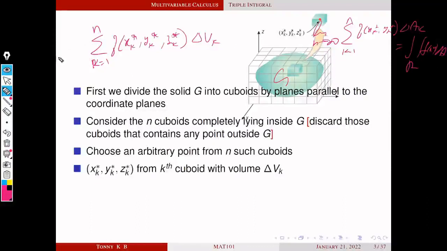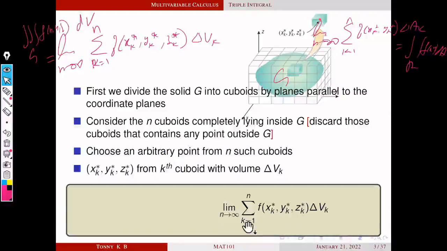So next step we consider the limit n tends to infinity. And what is the analogous representation of this limit in terms of integration? Yes, this is the triple integral over the solid G. Here we divide the solid, whereas there we divided the region R. So triple integral over G f of x, y, z dv. We define an infinite sum like this: limit n tends to infinity, sigma k equal to 1 to n f of xk star, yk star, zk star into delta vk, and we denote this limit as the triple integral over G f of x, y, z dv. So this is the formal definition of the triple integral over a solid G for a three variable function.